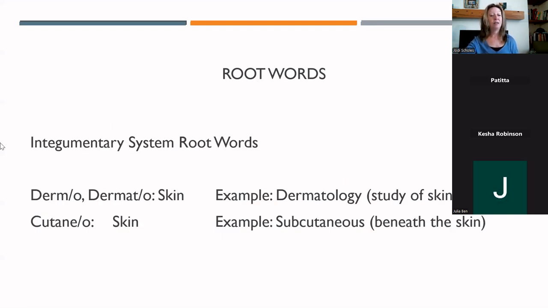Integumentary, our skin. So dermo and cutane. Dermatology is the study of the skin, and cutaneous is what's beneath the skin. So sometimes we talk about subcutaneous fat, sub skin.